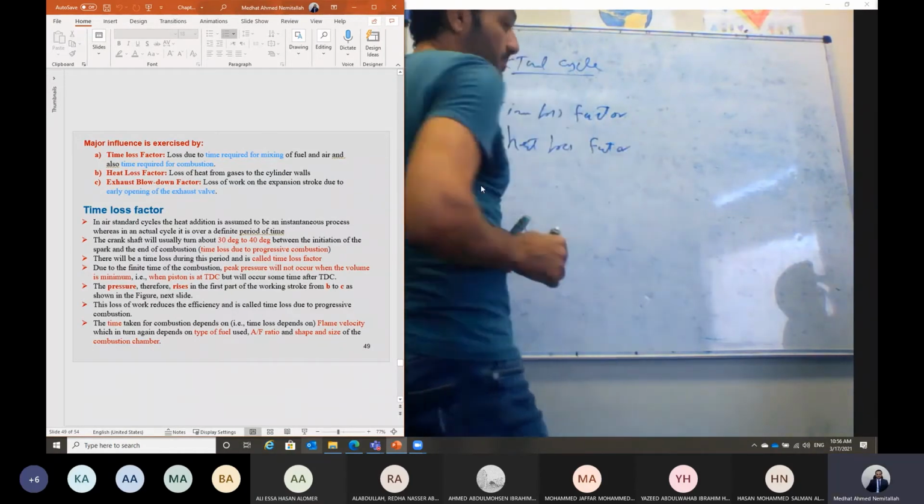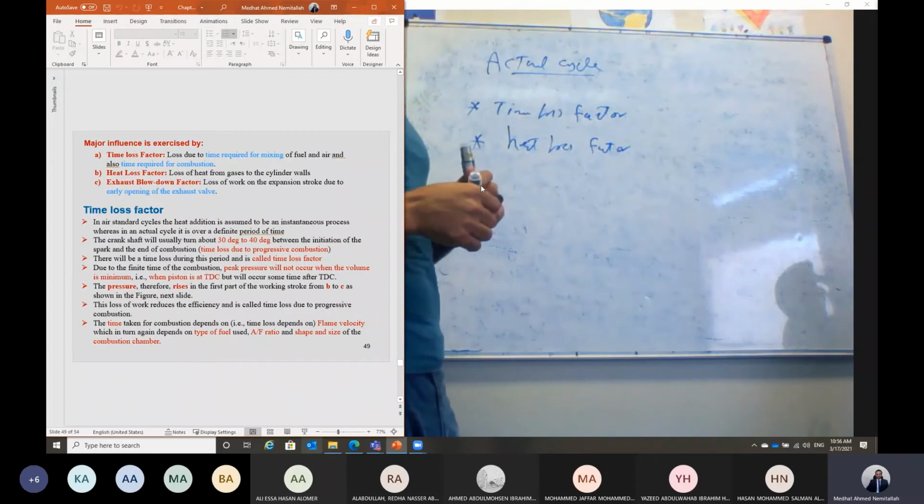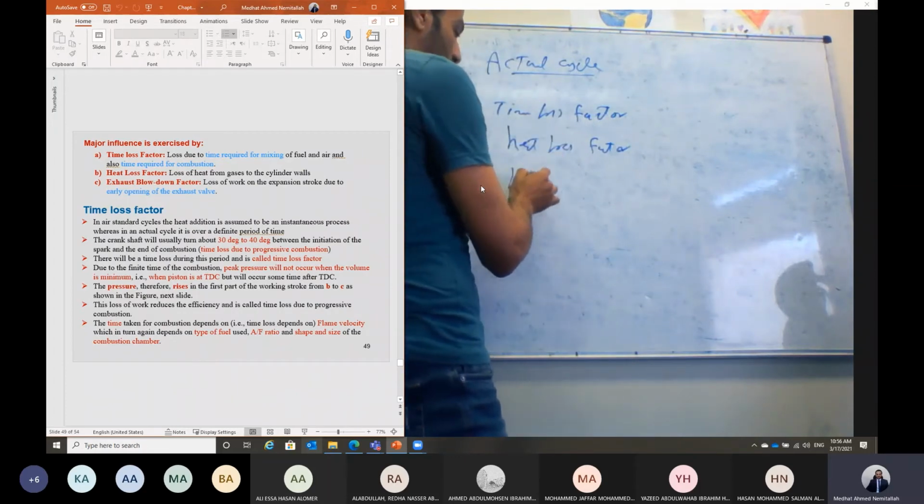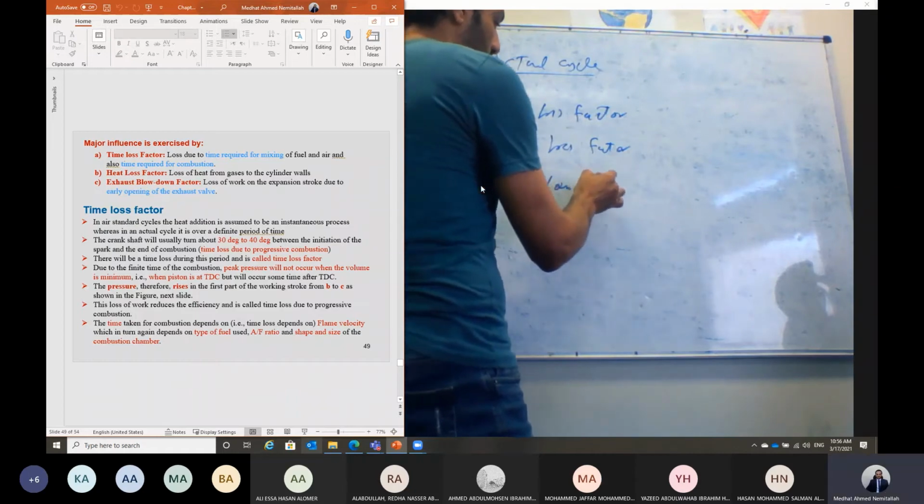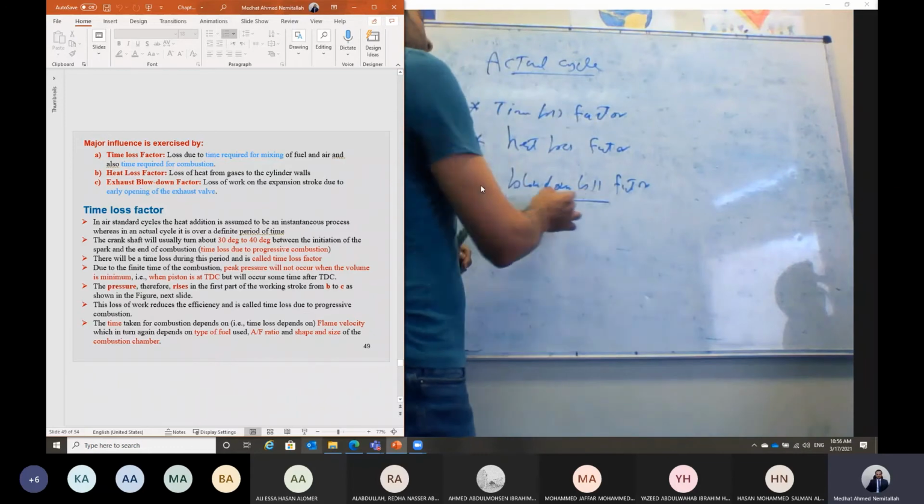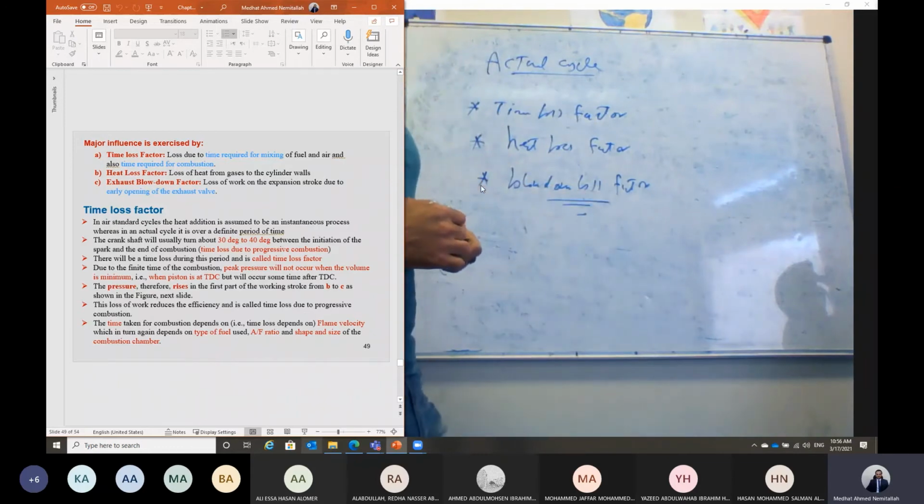We have some heat lost out of the engine due to the cooling water. The case is not adiabatic like the case of the fuel air cycle. And we have the blow down loss factor, the blow down energy due to the early opening of the exhaust valve. We should have more blow down energy in this case.